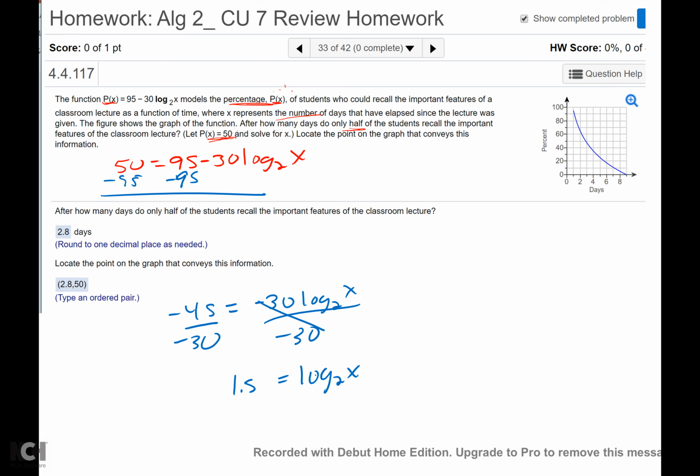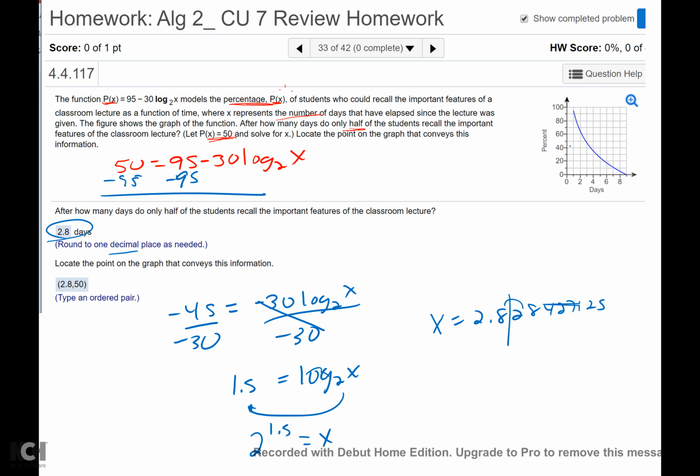Roll the log over, so the 2 swings over. I have 2 to the 1.5 equals x. Type that in, 2 caret 1.5, and you get x equals 2.828427125. Round to 1 decimal place, so the 2 won't bump it up, and that's where they got the 2.8 days. Then it says, locate the point on the graph that conveys this information.